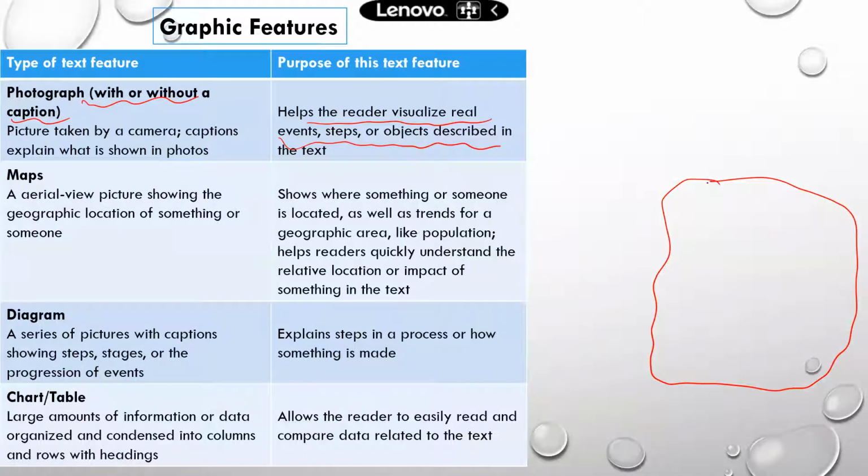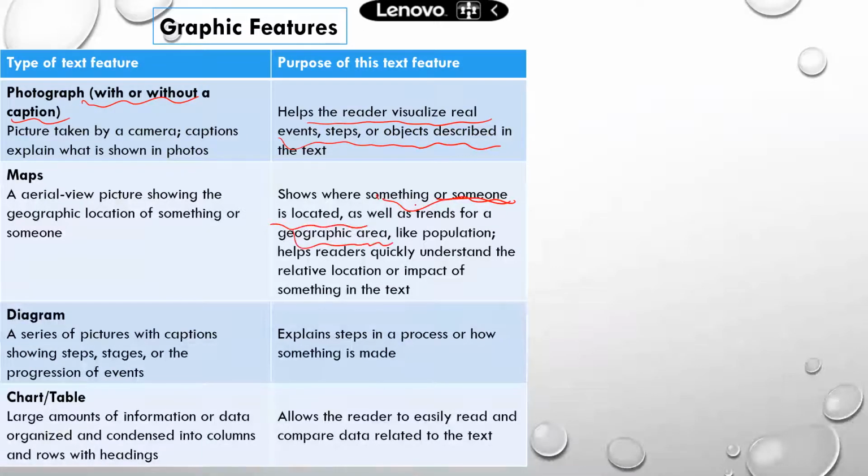Okay, next is a map. So you guys all know what a map is. A map shows where something or someone is located, right, or trends for a geographic area like population. So a map is not just a geographic presentation, right? It could have a lot of additional information attached to it, such as population, such as average temperature of different locations. So you could add a lot of information to a map.